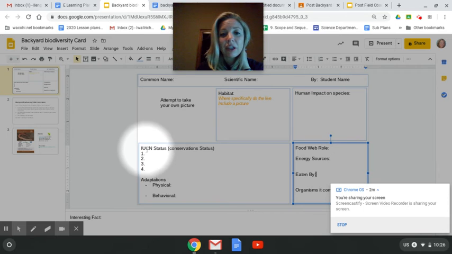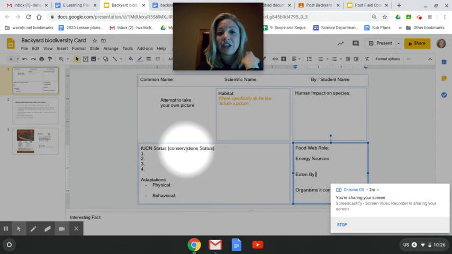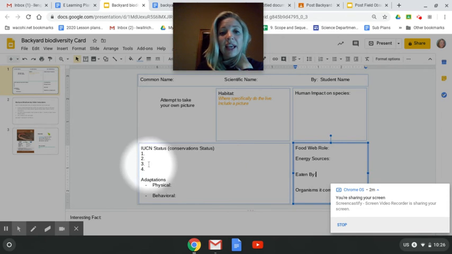Down here, you're going to look up the conservation status. And then you get to pick 4 facts that fit for them, and you're going to see a bunch of examples of these. Then you're going to look up their adaptations. So one question I saw was, why are cardinals red? So that would be a physical adaptation. And the behavioral adaptations are different ways that they act.